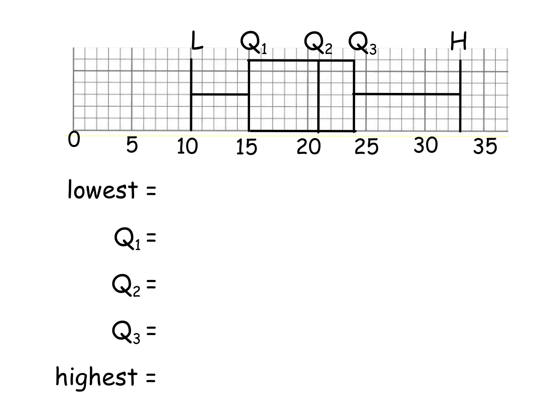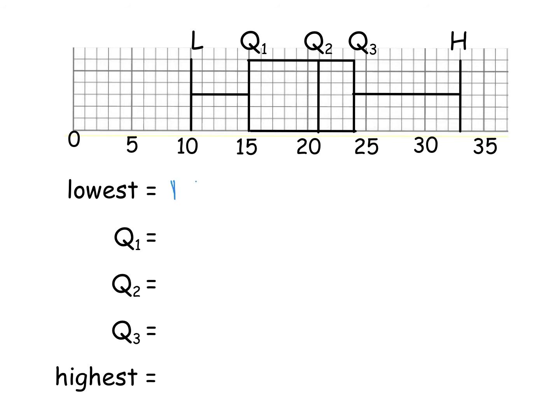Now, a couple of things to point out is I've already labelled it. It won't be labelled like this. It's up to you to be able to pull off the important numbers that I've labelled at the top, such as L for lowest, Q1, Q2, Q3, and your highest number. So you could either be asked to draw a box plot, or you could be asked to interpret a question from a box plot.